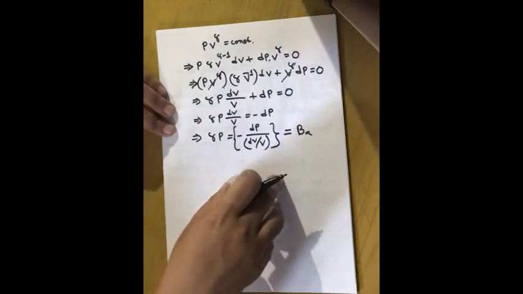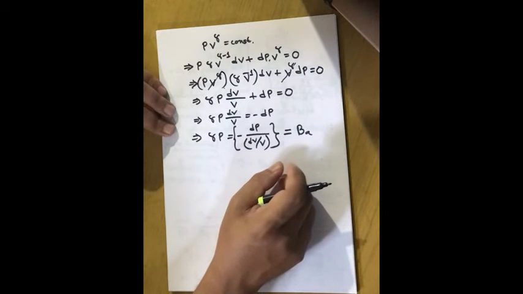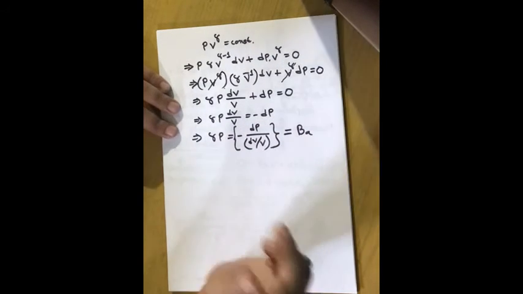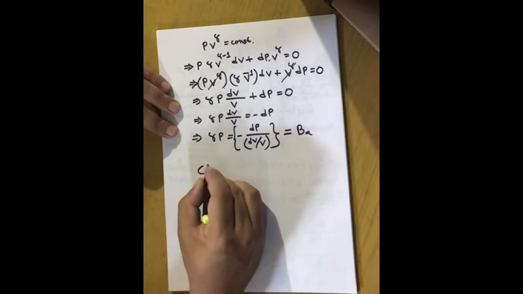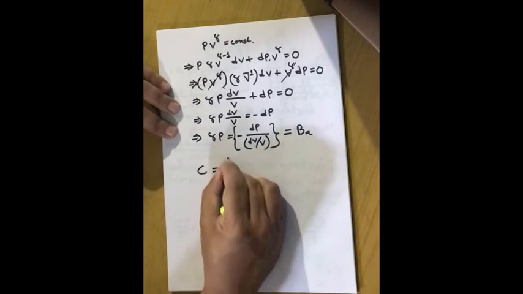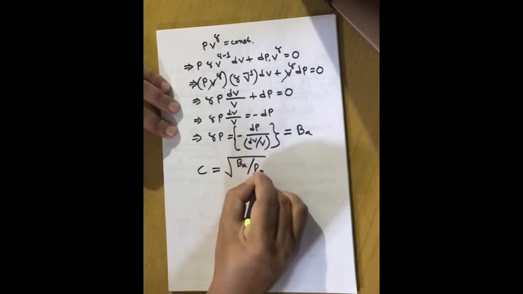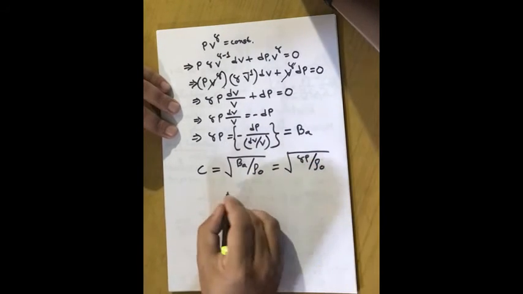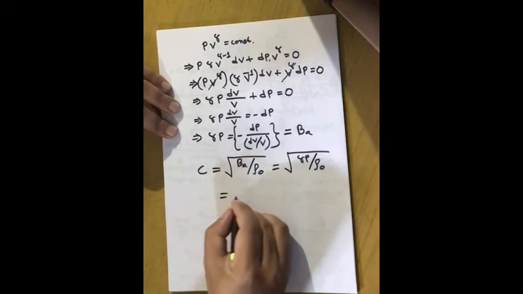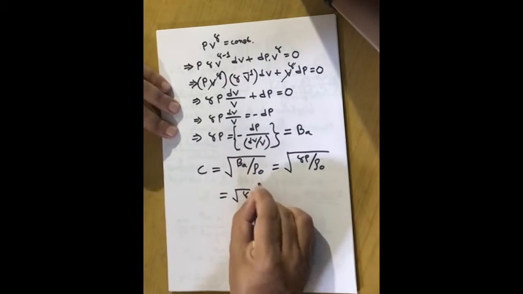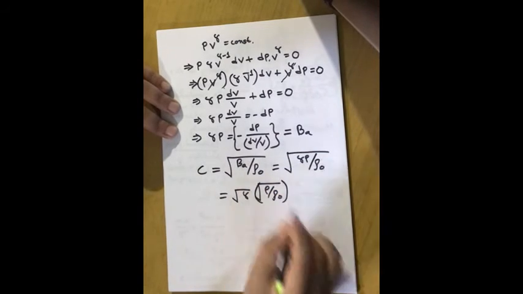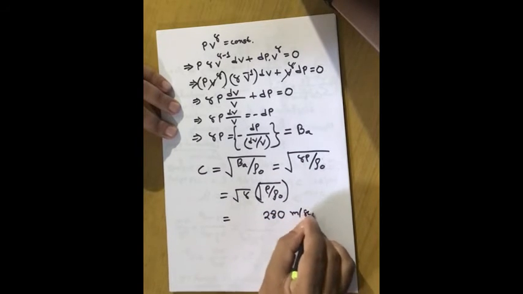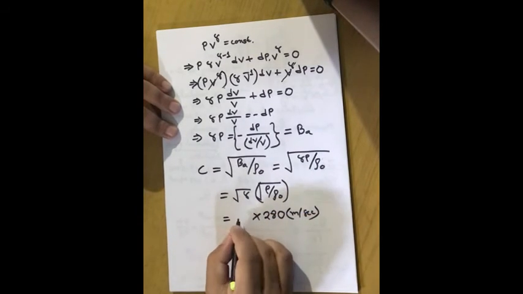So if we consider the transmission of sound as an adiabatic process, then we get the value of B_A equal to gamma into P. Now what will be the value of C? C is equal to, as we know, root of B_A divided by rho naught. So put this value: gamma P divided by rho naught. So now root gamma into root P by rho naught. We already know root P by rho naught has the value 280 meters per second. This factor should be multiplied by root gamma.